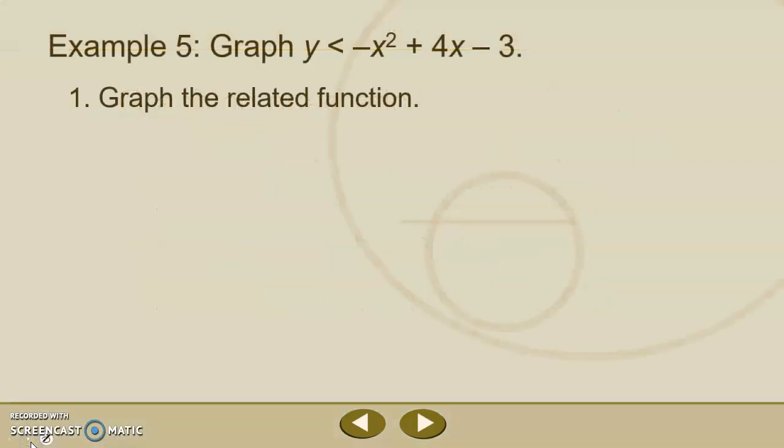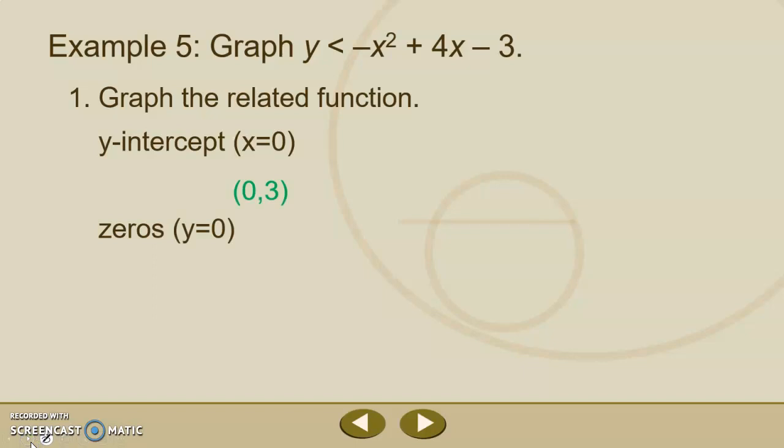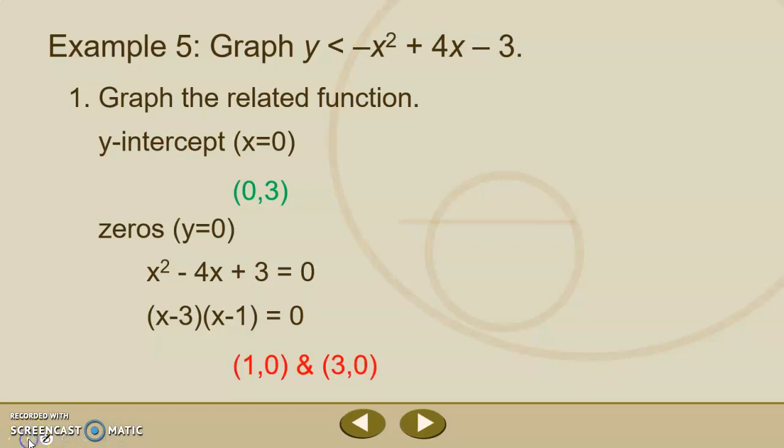Let's try one together. We're going to graph y is less than negative x squared plus 4x minus 3. The first thing that we want to do is graph the related function. We're going to identify our y-intercept when x is 0, and we find out that it is (0, -3). We're also going to find our zeros. When y is 0, we get that it is factorable, so x minus 3 and x minus 1 are the two factors, so our two zeros are 3 and 1.